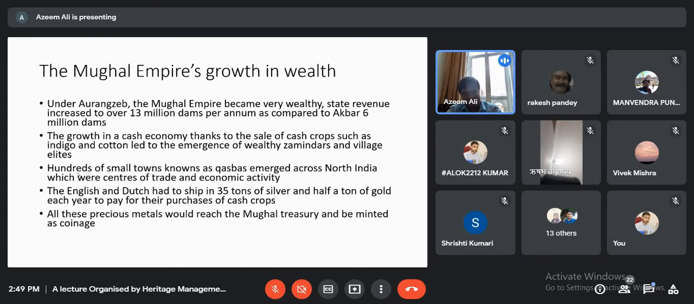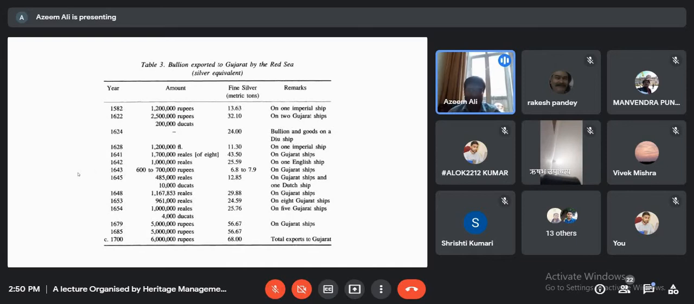And the English and Dutch had to ship 35 tons of silver and half a ton of gold each year to pay for their purchases of cash crops. And all these precious metals would reach the Mughal treasury and be minted as coinage. And here is a chart which kind of shows the growth of that. So you can see between 1582, if you compare the amount of silver coming in, this is bullion exported to Gujarat. So you can see here an enormous increase in silver being exported and being struck as coinage. Almost 6 times between 1582 and 1700. This shows the level of prosperity in the Mughal Empire in Aurangzeb's reign.